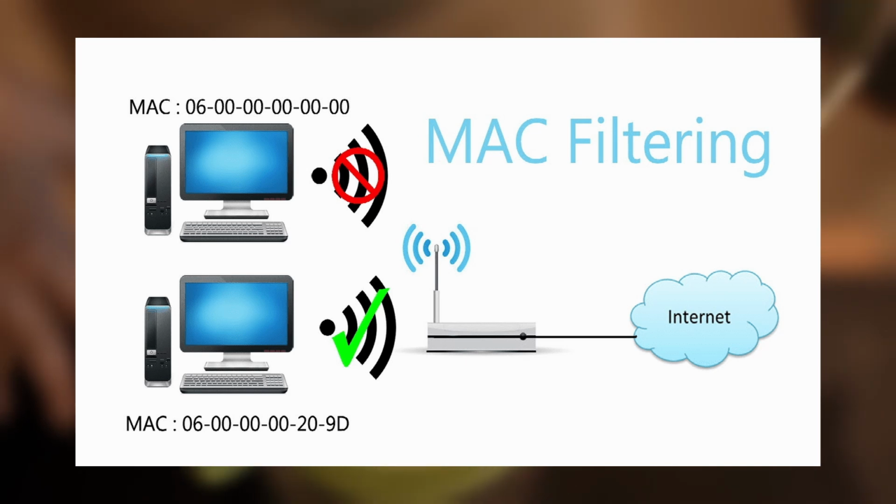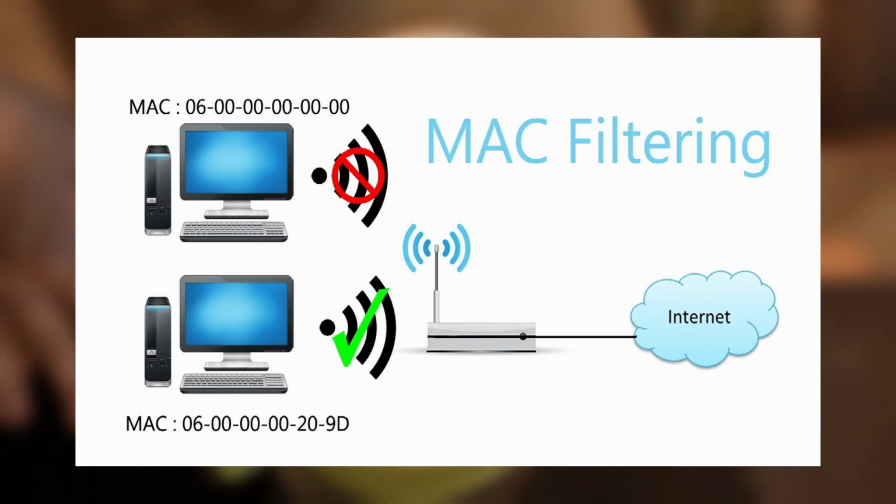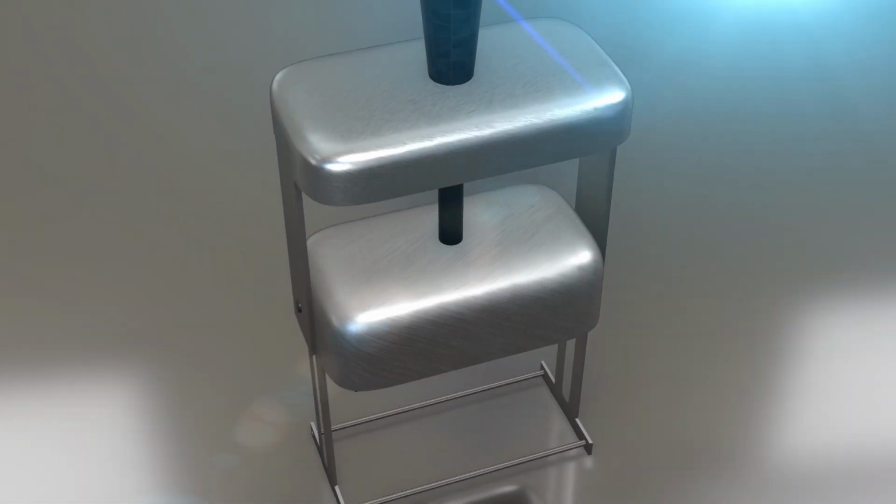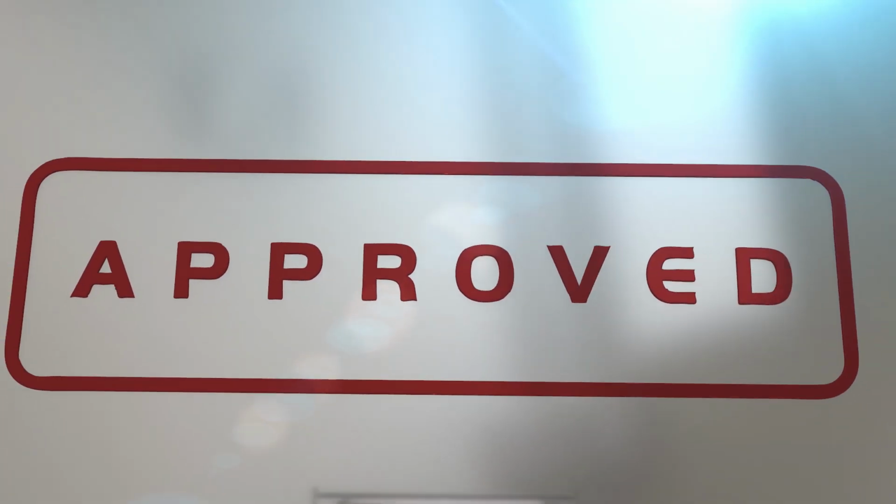Now let's talk about MAC address filtering. Think of it as a gatekeeper that controls who can join a network. With MAC filtering, network admins create a list of allowed MAC addresses. Only devices with those approved addresses can connect, and all others are blocked. This is especially useful for securing smaller networks, like in offices or schools, where you want to limit access to trusted devices. Here's how it works.